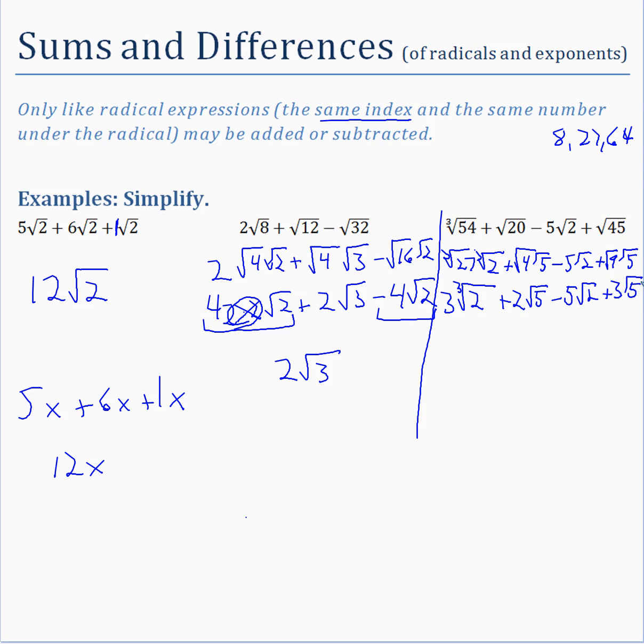Now we're looking for like terms or like radicals. You might look at the first one and this third one, and they both have a 2 underneath, but they are not like radicals because they don't have the same index. So we can't combine those. We do, however, have a square root of 5 and then another square root of 5. So we can simplify that. So we'll keep this the same, so 3 cube root of 2. We'll add these two: a 2 root 5 plus a 3 root 5 is 5 root 5.